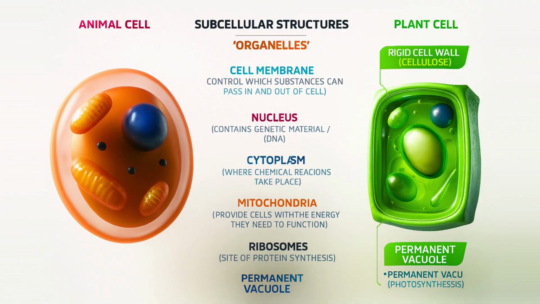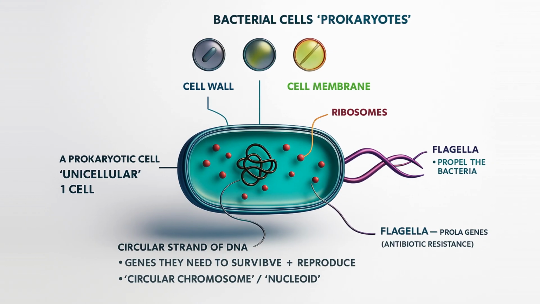Furthermore, plant cells have chloroplasts, which are the organelles where photosynthesis occurs. Photosynthesis is the process that allows plants to use light energy from the sun to make sugars such as glucose. These chloroplasts contain a green pigment called chlorophyll, which captures sunlight and is responsible for the green color of leaves. Finally, we come to bacterial cells. Unlike animal and plant cells, bacteria are prokaryotic, meaning they do not have a nucleus and are usually made up of just one single cell, making them unicellular organisms.